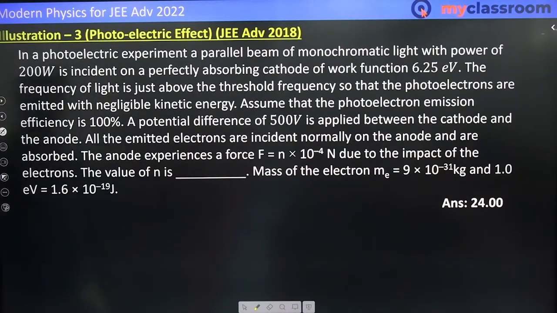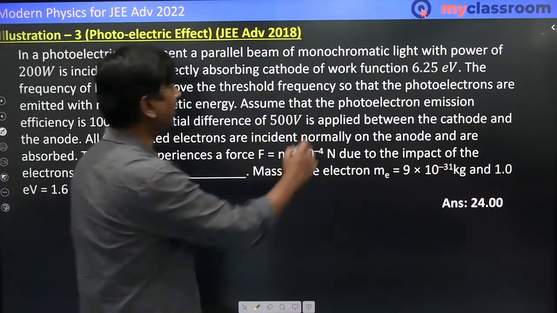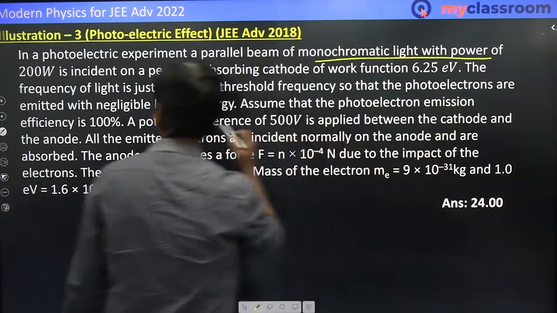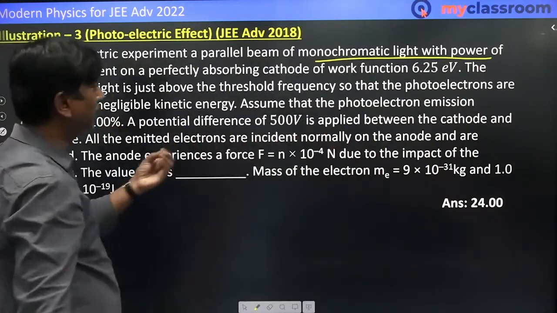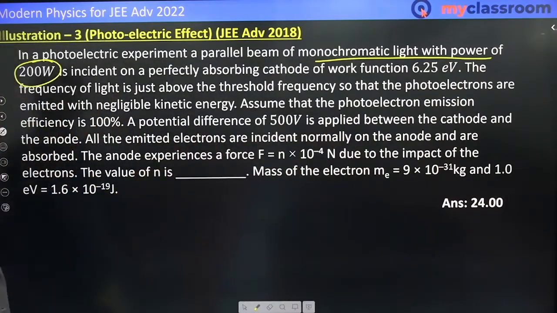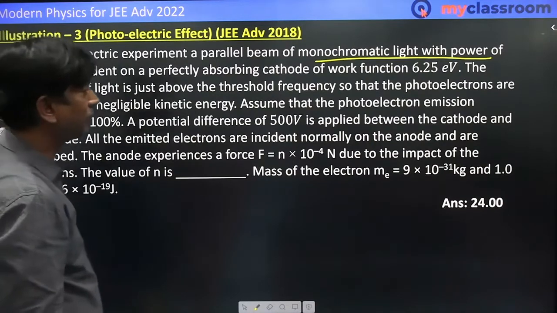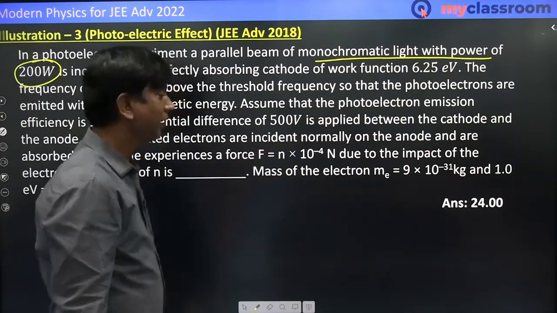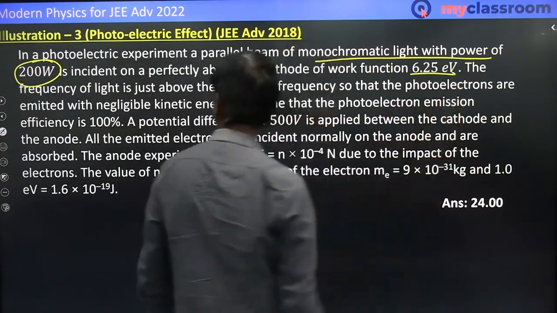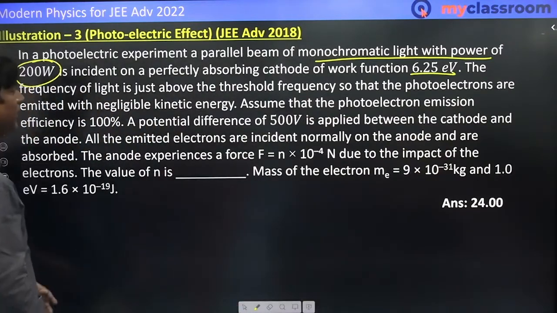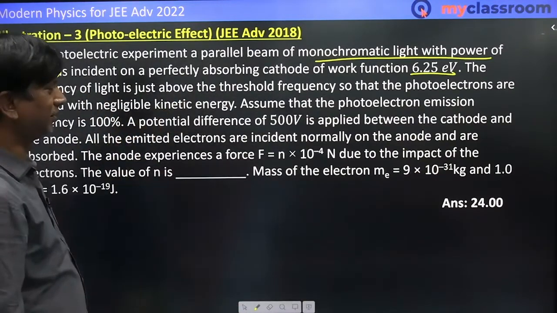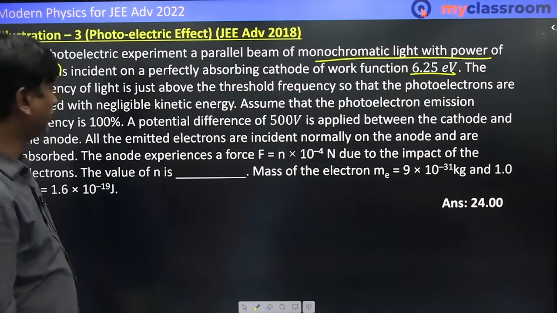Again, in a photoelectric experiment, a parallel beam of monochromatic light with a power of 200 watts is incident on a perfectly absorbing cathode of work function 6.25 electron volts. The frequency of light is just above the threshold frequency.